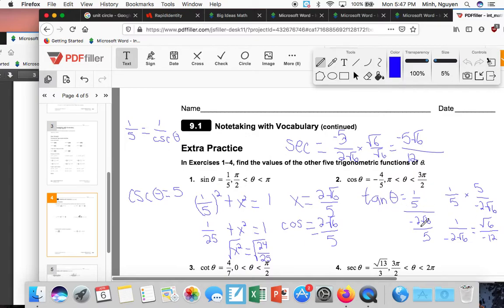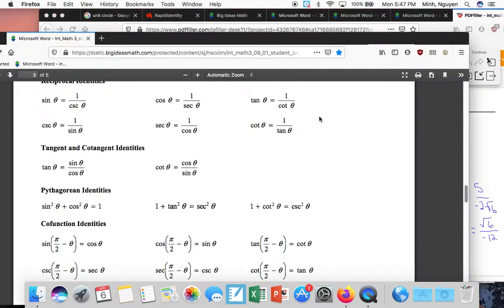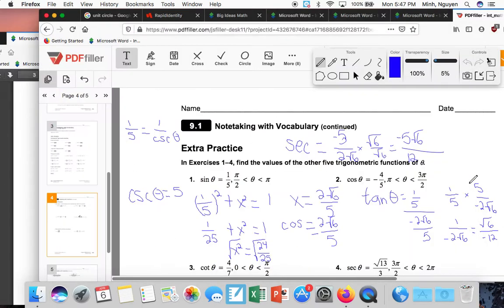So that's tan, and then for cotan, which is a reciprocal of tan, and where can I squeeze that in? Cotan.